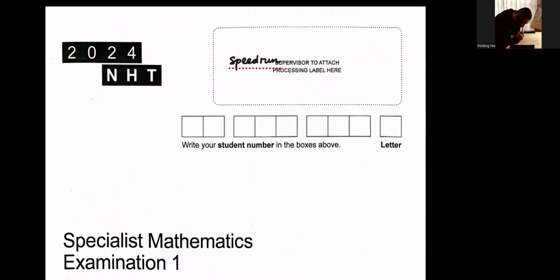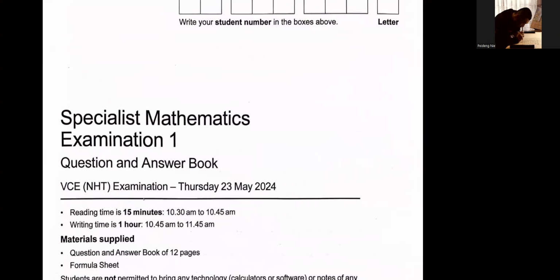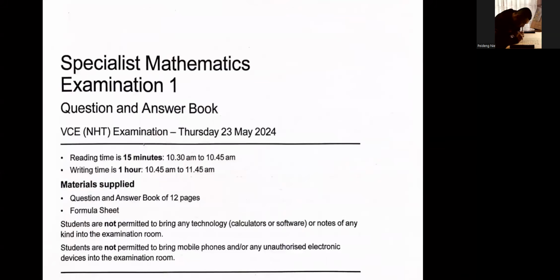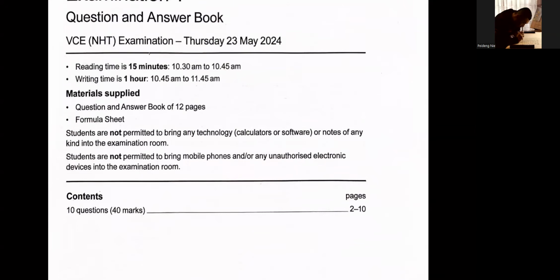Well, I decided to take a speed run through this recent Specialist Maths Exam 1 for NHT timetable. Students have 15 minutes reading time and 1 hour writing time. Let's see how we go.